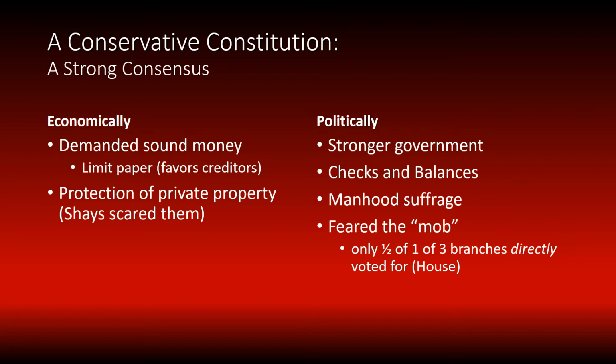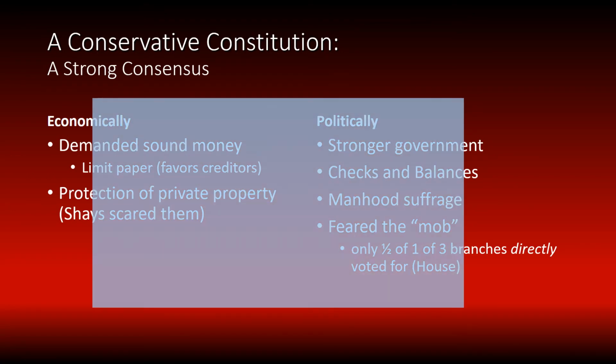And most of them, when you read their notes to each other, they feared what they called the mob. And this was represented in the fact that they only gave the regular people voting rights to vote for the House of Representatives. Again, that's only 1/2 of a third of the government.